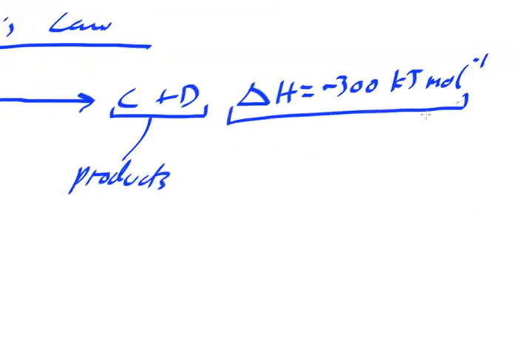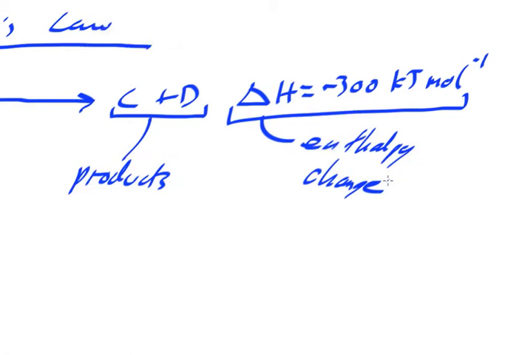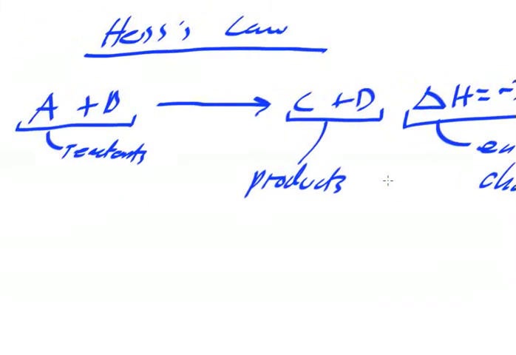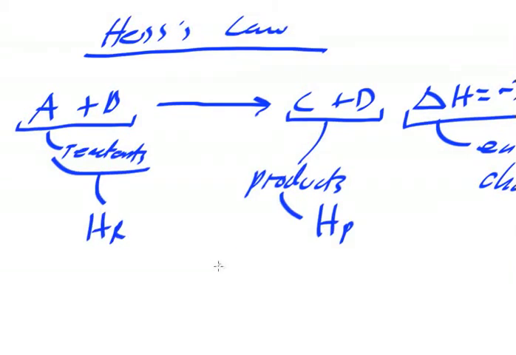And this is called an enthalpy change, and it is a measure of the amount by which the energy has changed as we've gone from reactants to products. So if you wanted to label the energy in the products by HP, and the energy in the reactants by HR, then you could write down that delta H is equal to HP minus HR.